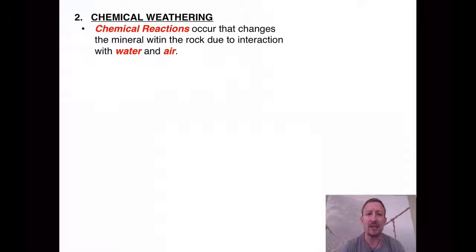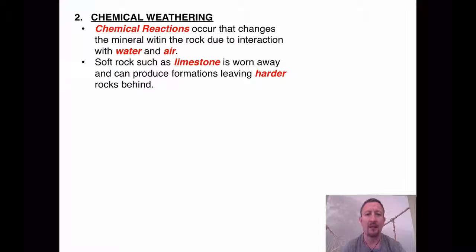Chemical reactions basically work in another process. In this case, what happens with chemical reactions is that you actually get a change in the actual mineral that's formed, and this is often due to a mixing of water and the air. For example, limestone. Limestone is basically made from the remains of creatures. It's quite soft, so it can be worn away very, very easily just by chemical weathering.